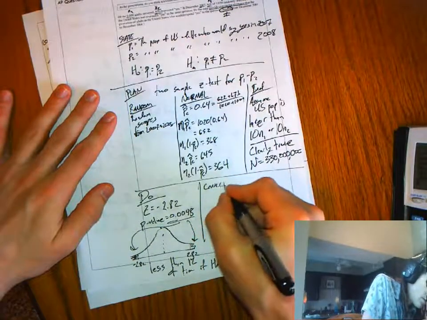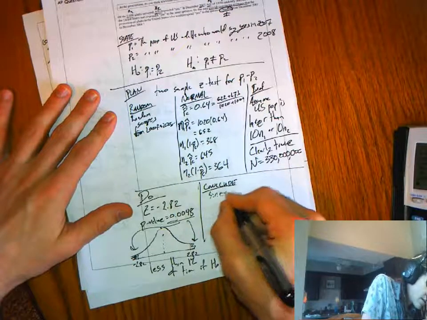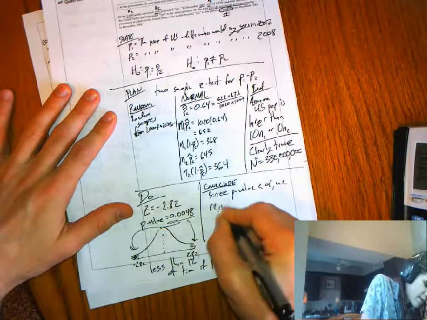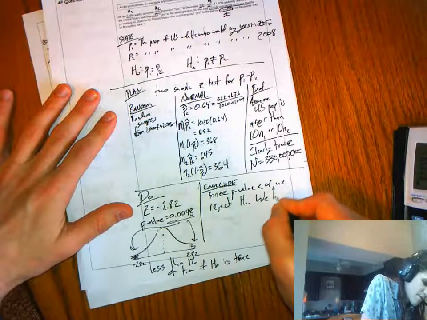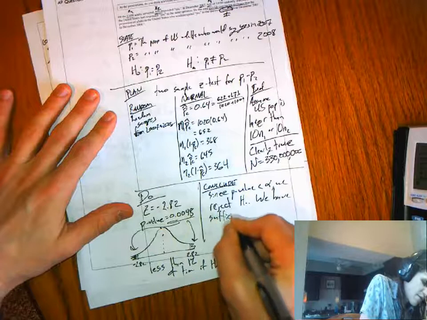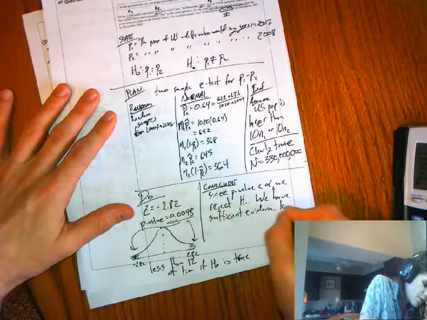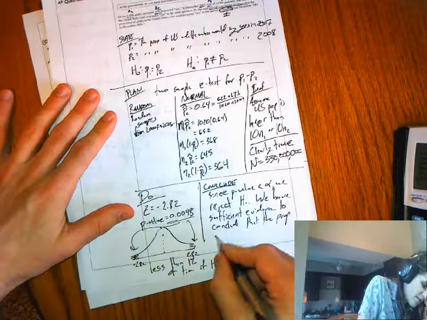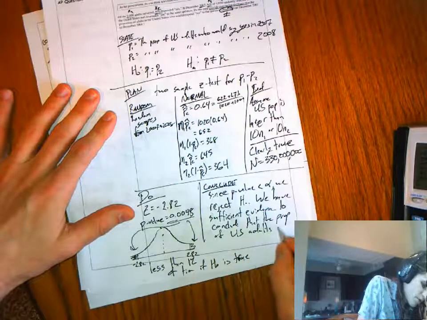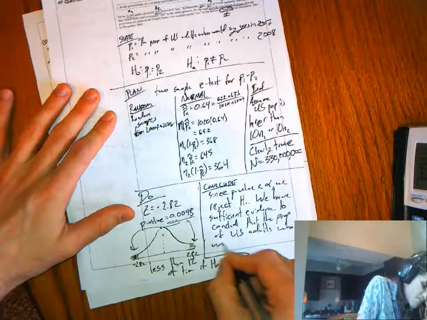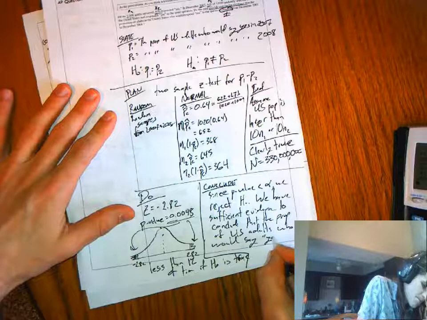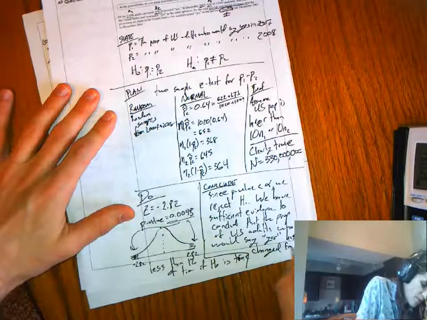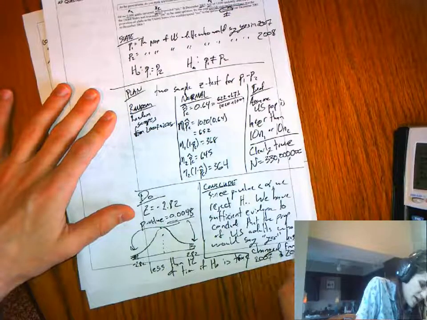So we're going to go ahead and conclude. Since our p-value is less than alpha, we reject the null hypothesis. We have sufficient evidence to conclude that the proportion of U.S. adults who would say yes has changed from 2007 to 2008.